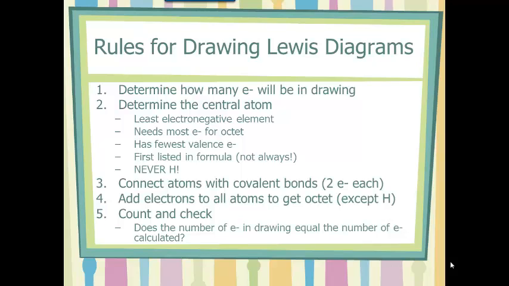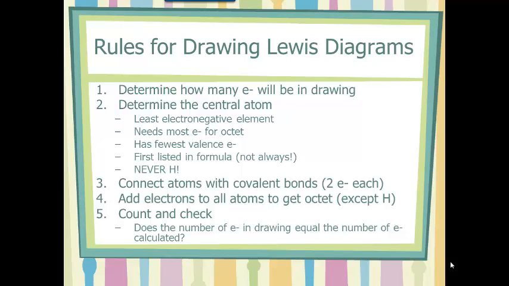The first thing you need to figure out is how many electrons are going to be in the drawing. Once you figure that out, look at your formula and determine what the central element should be. Now, the central atom should never be hydrogen. A lot of times it's listed first in the formula, but that's not a guarantee. You want to find the element that needs the most electrons to get its octet, or the 8 valence electrons.